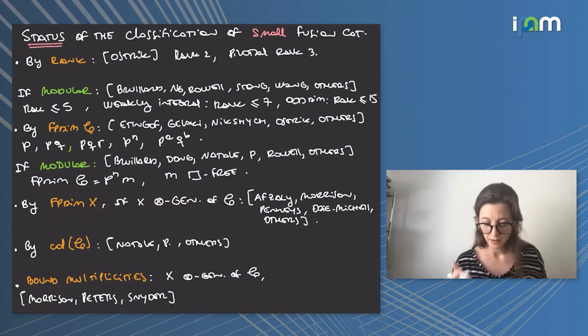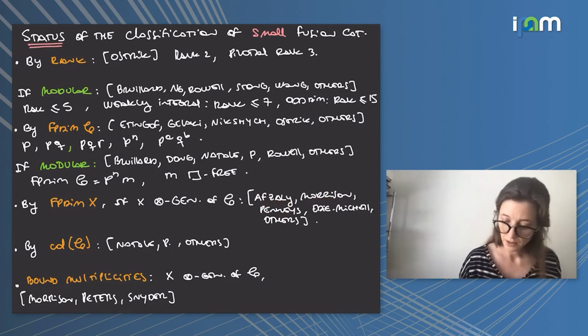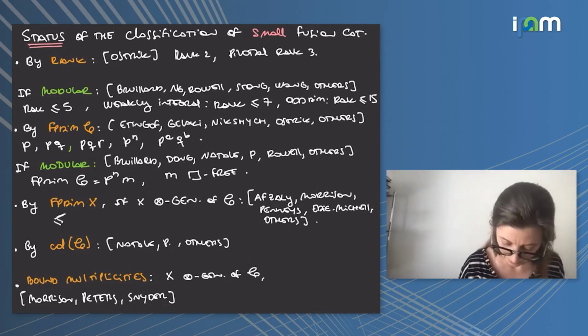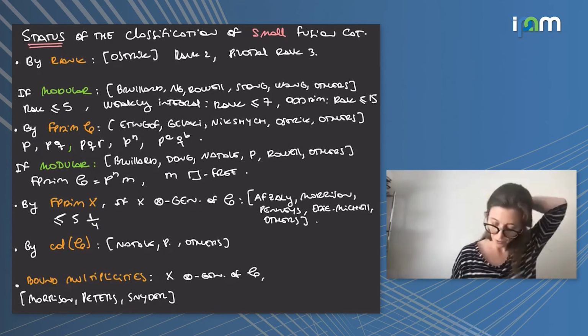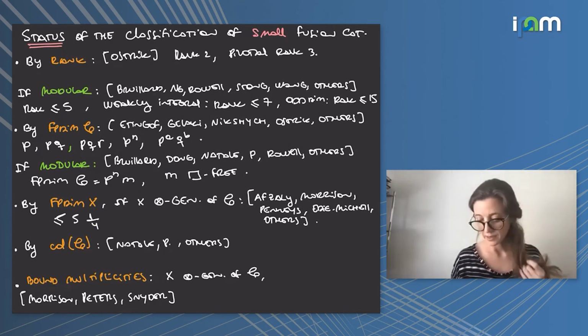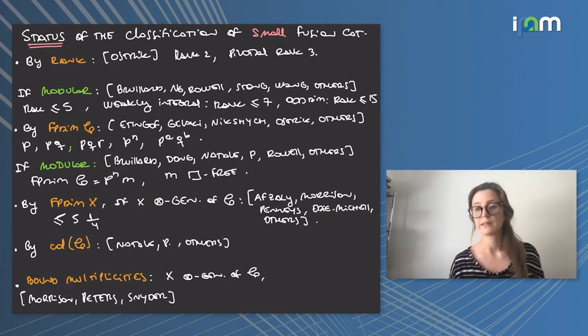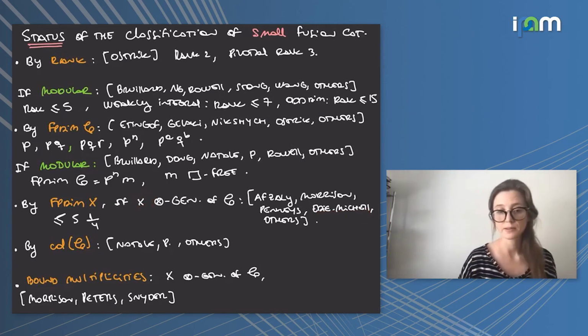And so a lot of people also work in this, Afzaly, Scott Morrison, Dave Penneys, Kennedy, Michel, and they have results for this being smaller or equal than 5/4, 1/4. And Kane has some results, for example, for this generator to be exactly the golden ratio and some other results.